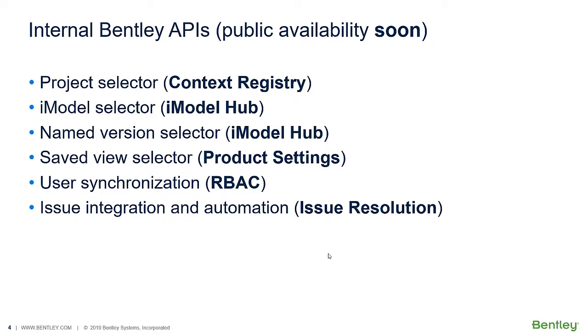For named versions, we are also using the iModel Hub API, but as you will see further down the line, the context would be a bit different here. And for saved views, we are using the product settings service, which allows us to fetch those thumbnails that you may have seen in Sam's demo. And of course, for user synchronization, we are using our RBAC service. That's a role-based access control service, and you may have something similar in your organization as well.